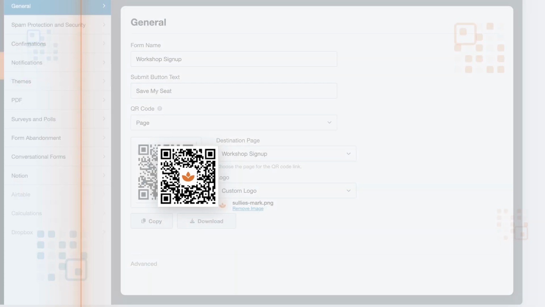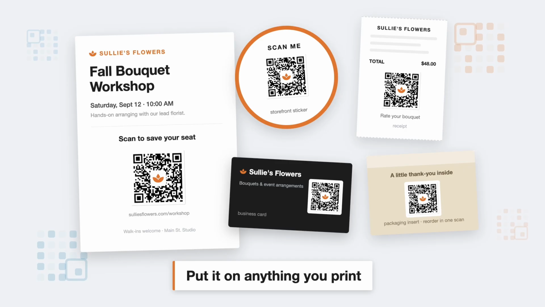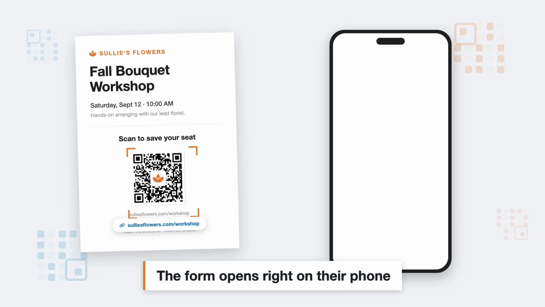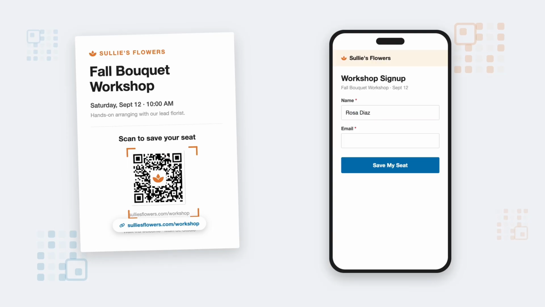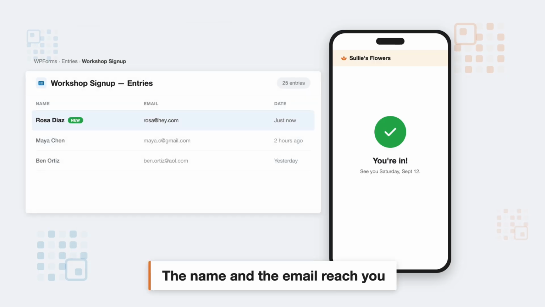Put it on flyers, stickers, table tents, anything you print. Every single piece carries a live, working code. Someone scans it and your form opens instantly. They fill it in without ever typing a URL. And their info lands right in your entries. No missed leads, no dead-end scans.